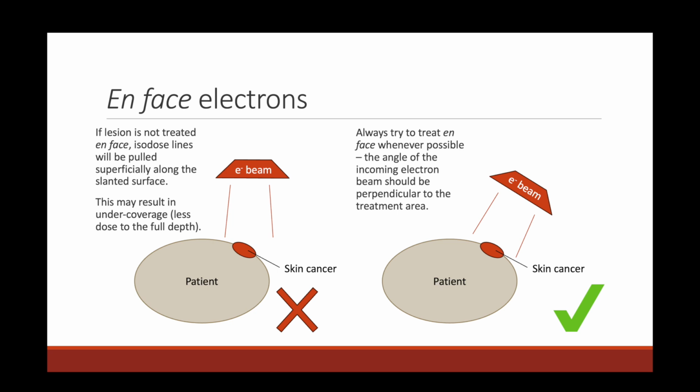So we don't want to treat at a curved angle. We always try to treat en face whenever possible, meaning that the angle of the electron beam should be perpendicular to the treatment area. Sometimes that involves moving the patient in either a decubitus position or some other position to make the tumor as horizontal as we can. And then we angle our gantry so that the electron beam and the head of the machine are shining perpendicularly onto the surface that we are aiming to treat.